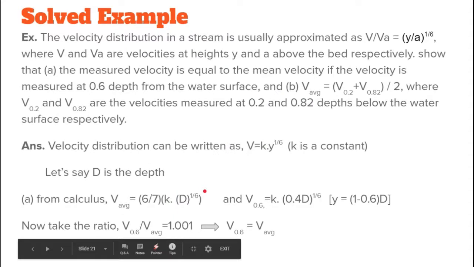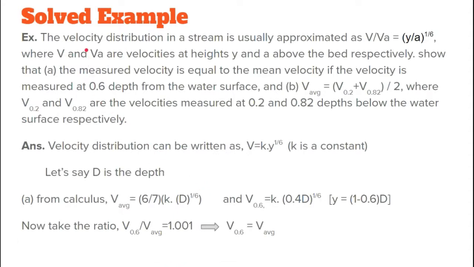Here is a solved example. In this question, the velocity distribution is given to us, and we are asked to show that the measured velocity is equal to the mean velocity if the velocity is measured at 0.6 depth from the water surface. And in the distribution function, y is measured above the bed, so we have to take care of that.